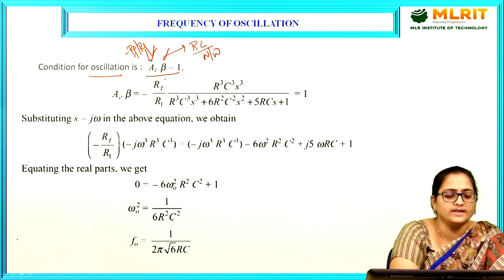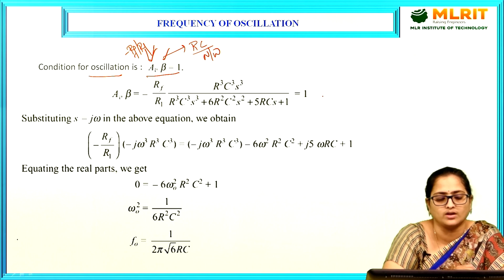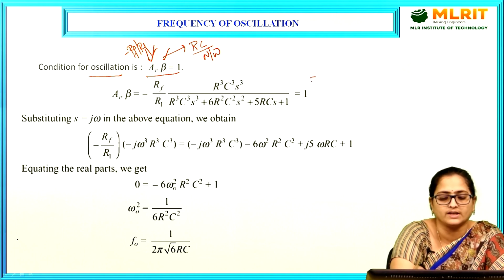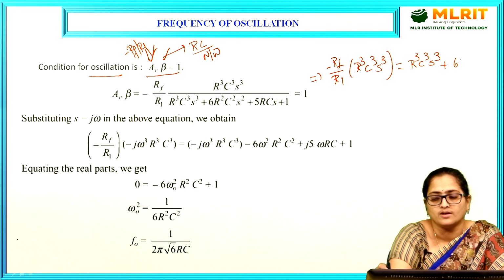So now minus RF by R1 into the beta value which we have determined by using the RC network, R cube C cube S cube divided by R cube C cube S cube plus 6 R square C square S square plus 5 RCS plus 1, is equal to 1, which you can write as minus RF by R1 into R cube C cube S cube will be equal to R cube C cube S cube plus 6 R square C square S square plus 5 RCS plus 1.